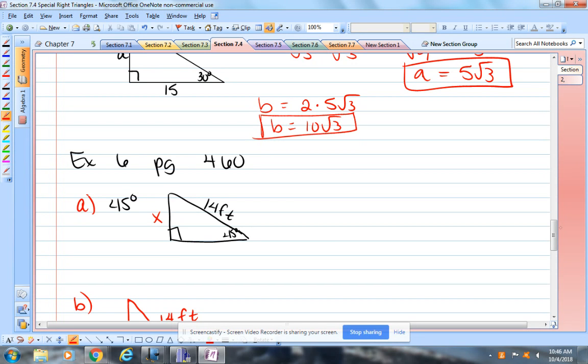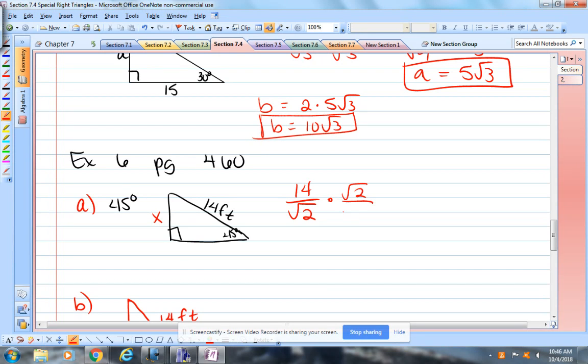All right, so go back to 45, 45, 90 triangles now. Divide 14 by radical 2, correct? Because 14 is the hypotenuse. So to get the leg, I divide by radical 2. So 14 divided by radical 2. And then how do I simplify that?